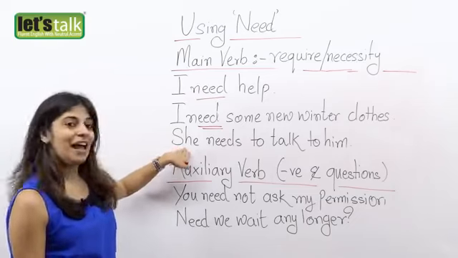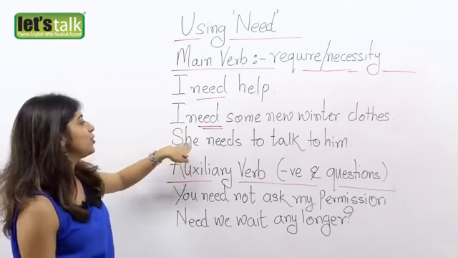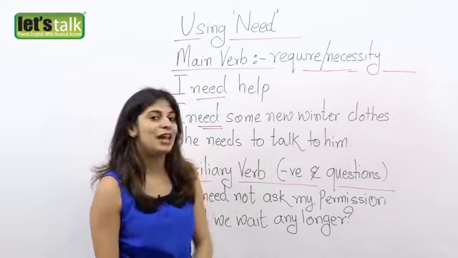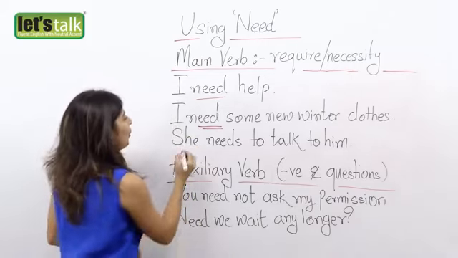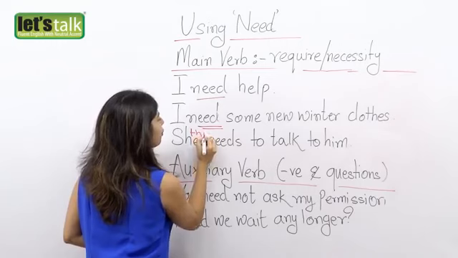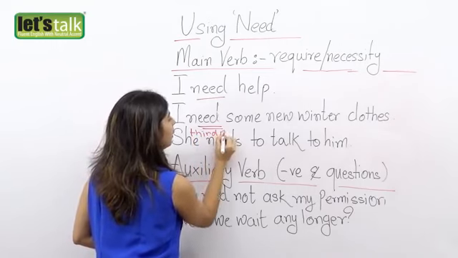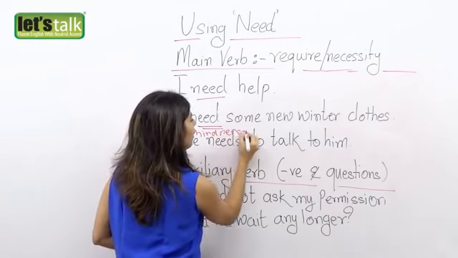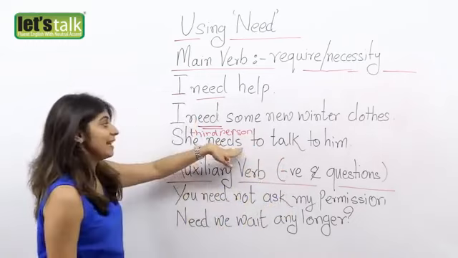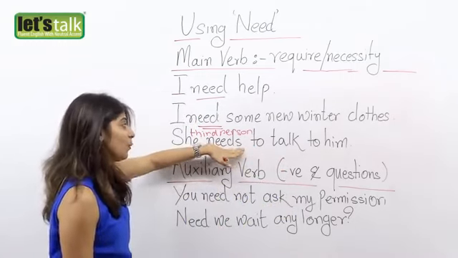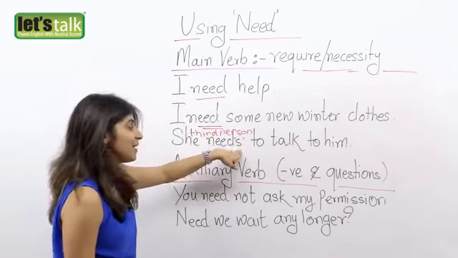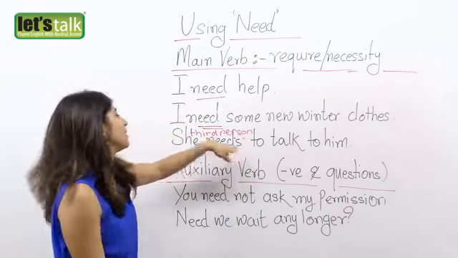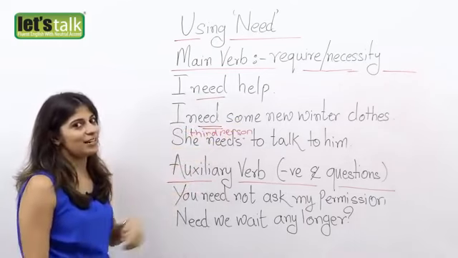We also have a sentence written here, she needs to talk to him. Now, she is your third person, whereas needs is your main verb. However, let's stress on the word S. Now, we are using this, the reason because she is the third person here.